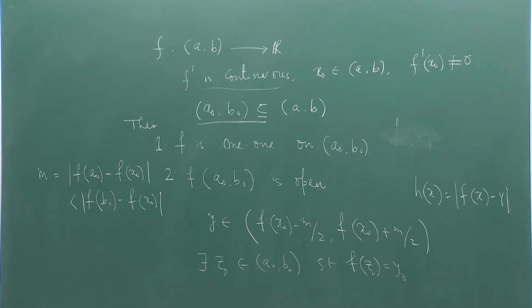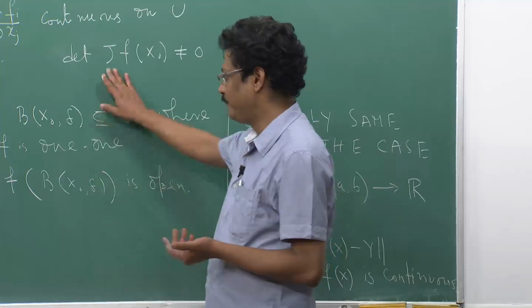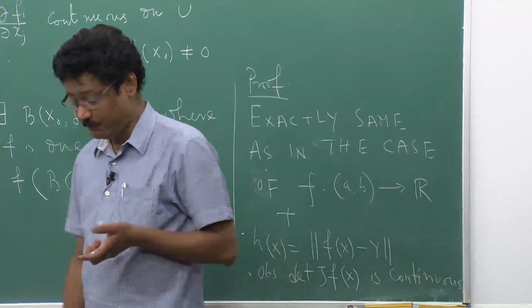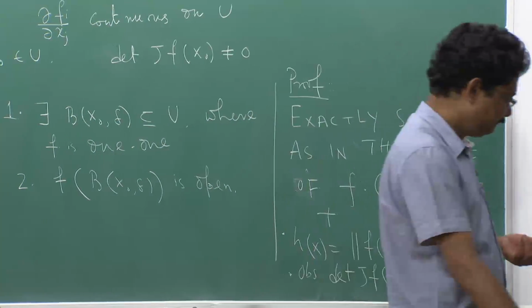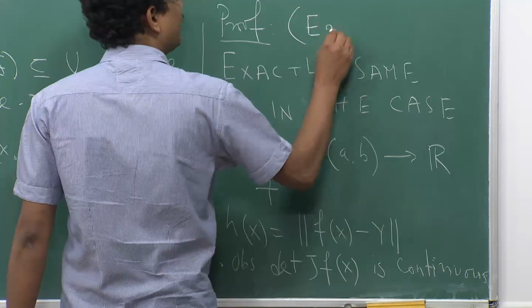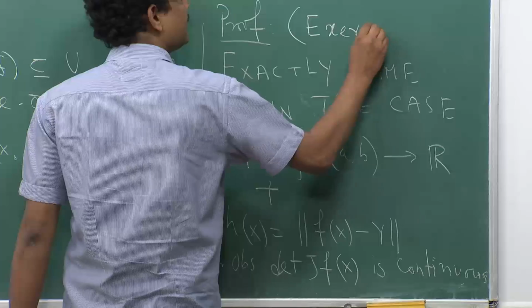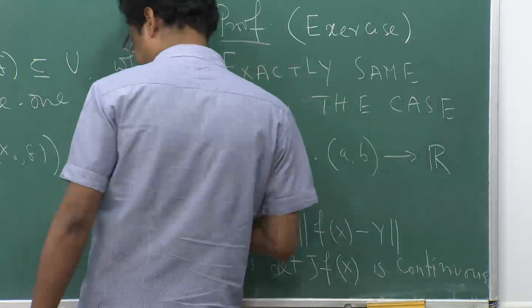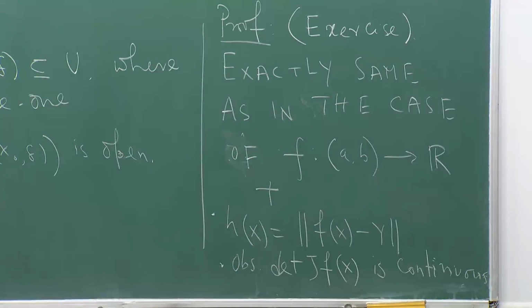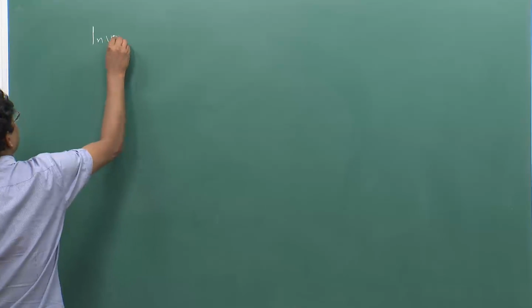So, with this observation, let us now prove the inverse function theorem. Okay, let me state the inverse function theorem first and then prove it. This analog proof I leave as an exercise. Okay, here goes the statement of the inverse function theorem.